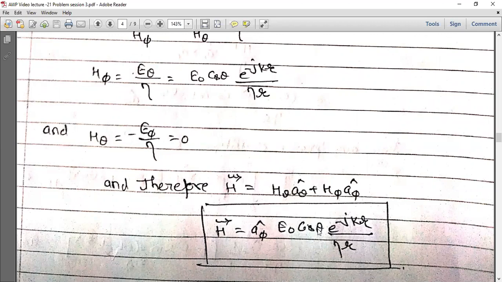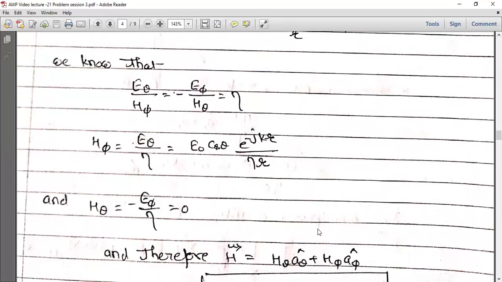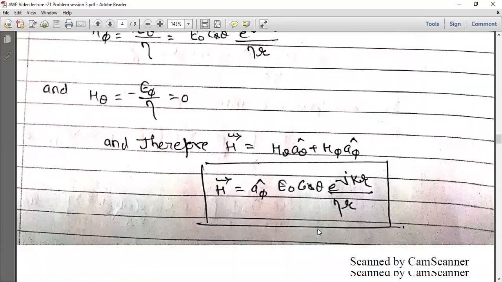Okay, if we have electric field intensity having E theta and E phi components both, in that case we have to take care with which component of magnetic field intensity we have to multiply which component of electric field intensity. Maybe in some of our next questions we will try to look at that particular aspect. Okay. So in this manner, we can use this relation E theta by H phi is equal to minus E phi by H theta is equal to eta in order to find the magnetic field intensity.